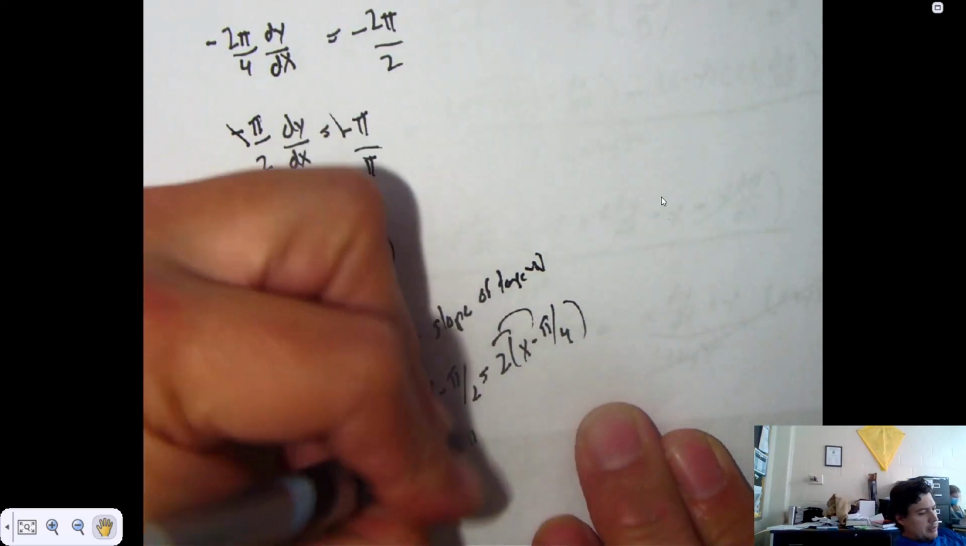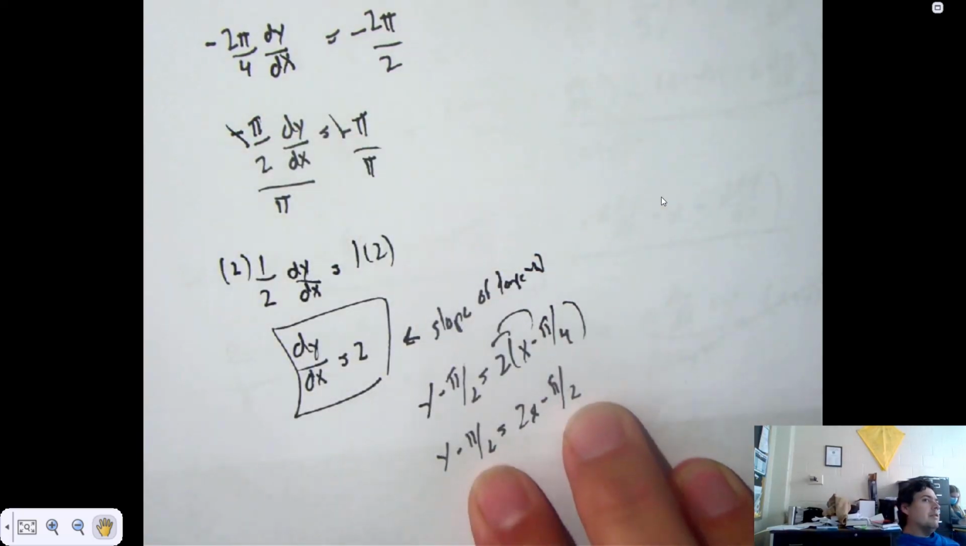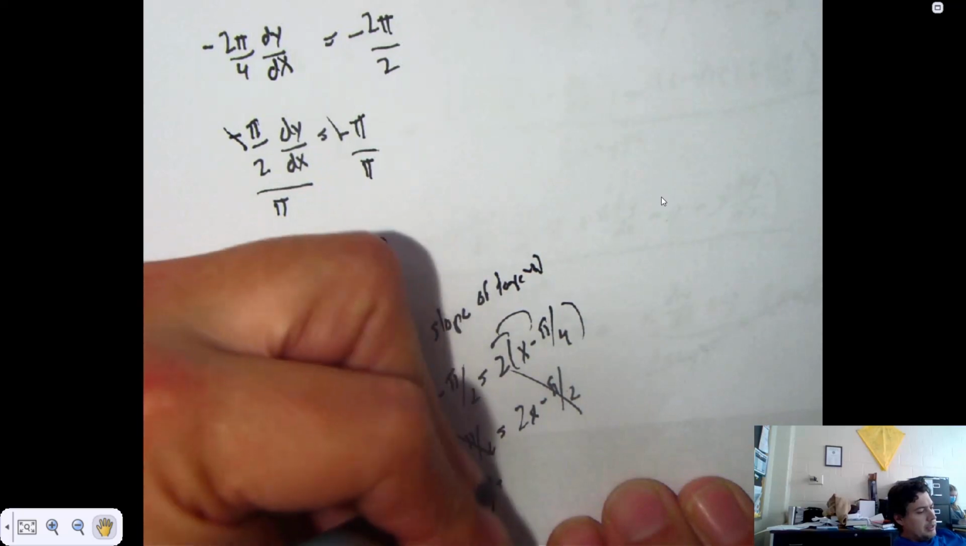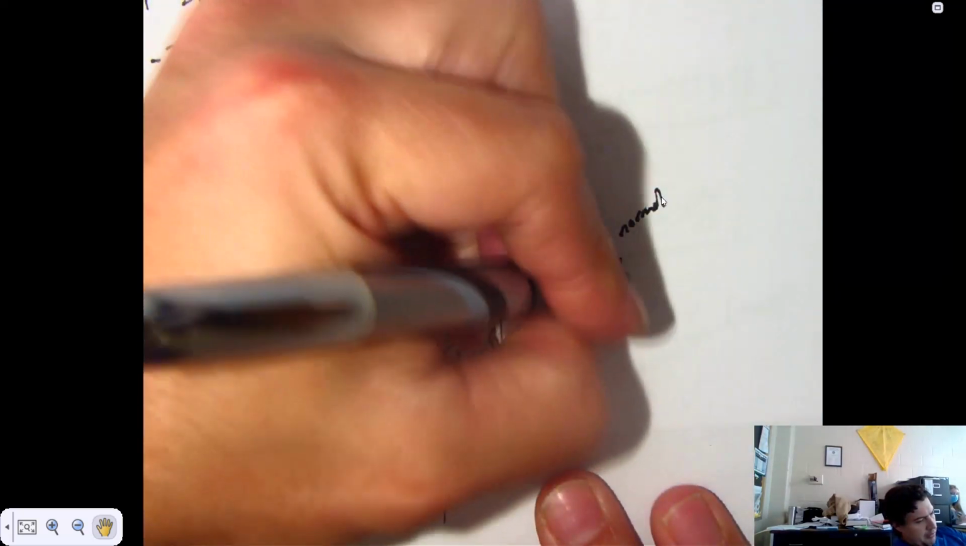So y minus pi over 2 equals twice x minus pi over 2. You have a negative pi over 2 on both sides. They're going with the wind. Did all that work to get y equals 2x. Well, what's the slope of the normal? The opposite reciprocal. So it would be negative 1/2.